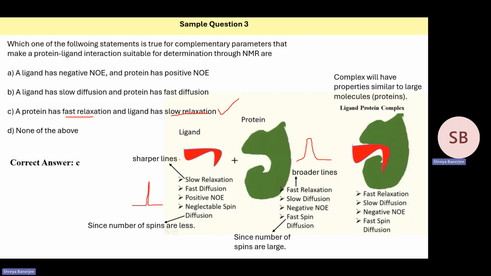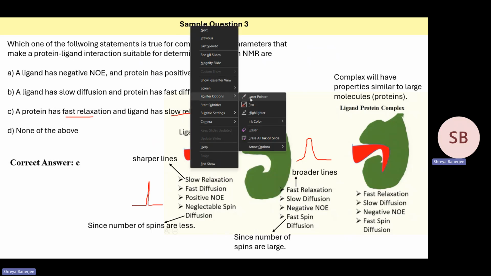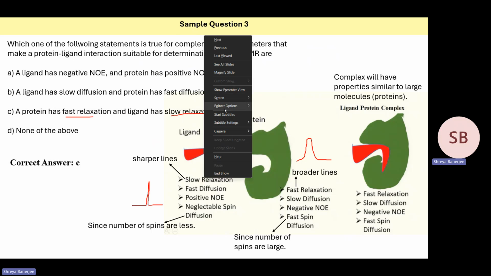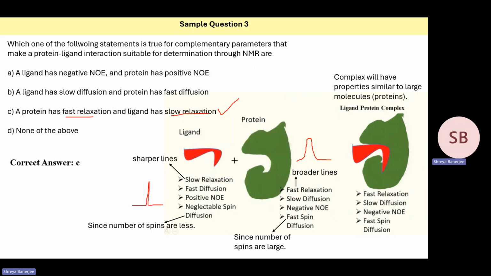Now, because a ligand is small, it can easily diffuse. So the diffusion is fast. Similarly, because of the large size of protein, the diffusion is slow. So point B is wrong. Then if you look at NOE signs, ligand has positive NOE, protein has negative NOE. This is again because of the size of the molecule. So again, this is wrong. So the correct answer is option C.